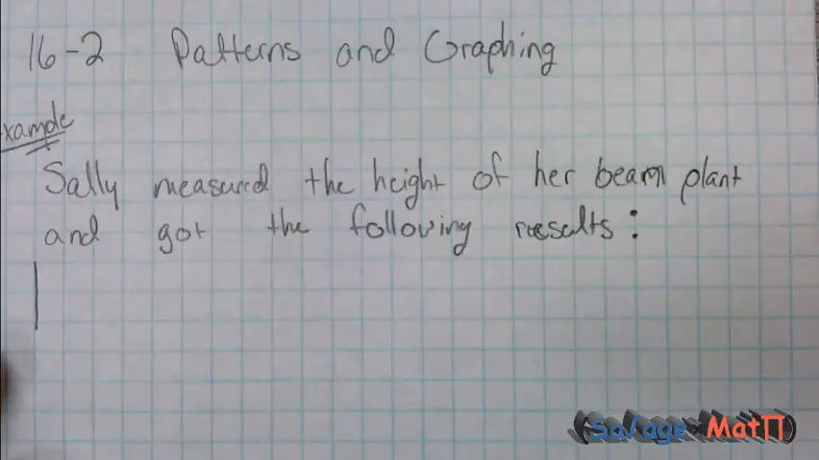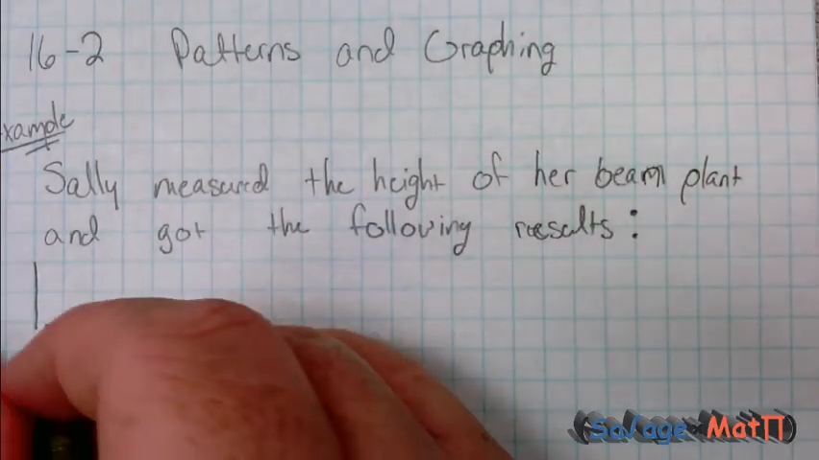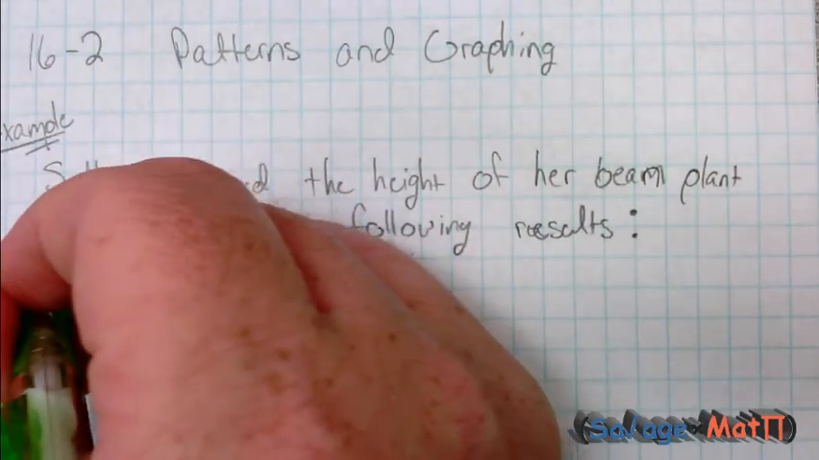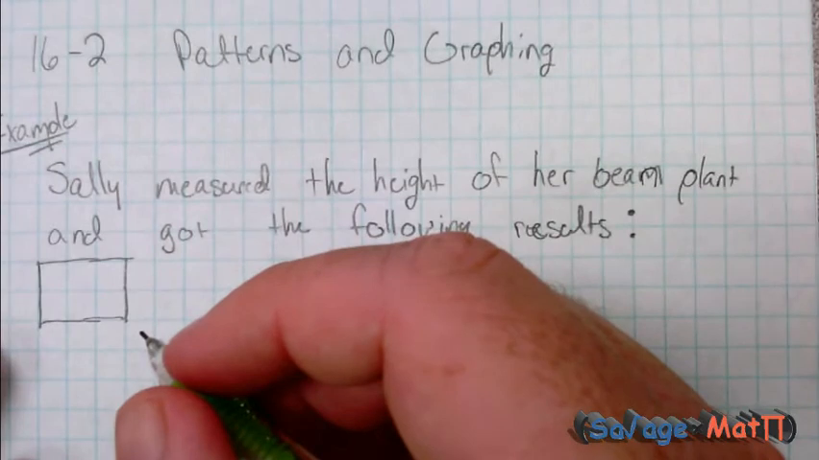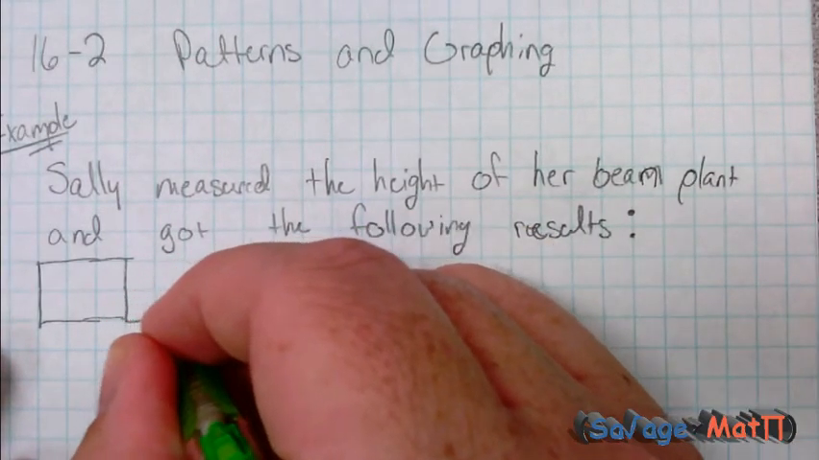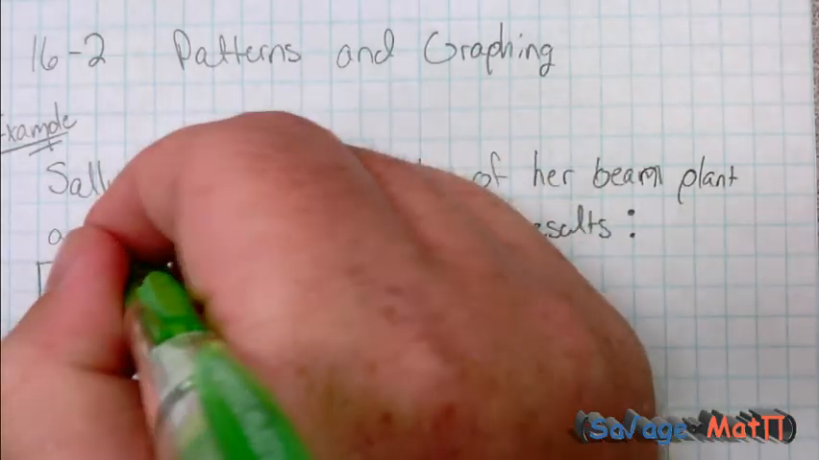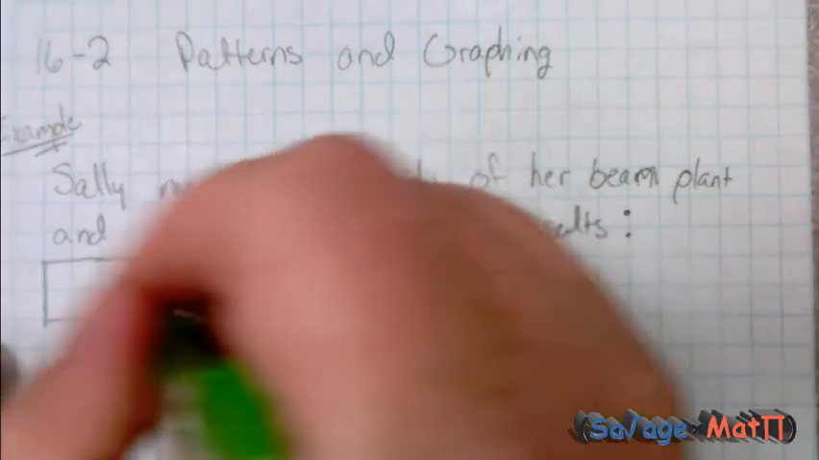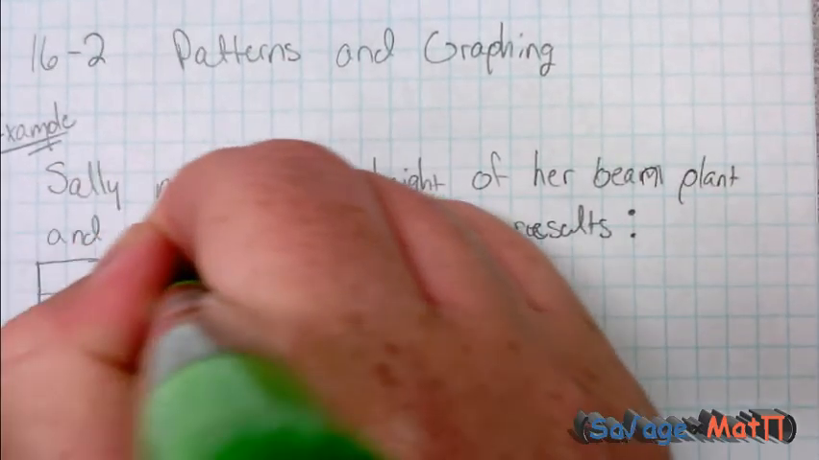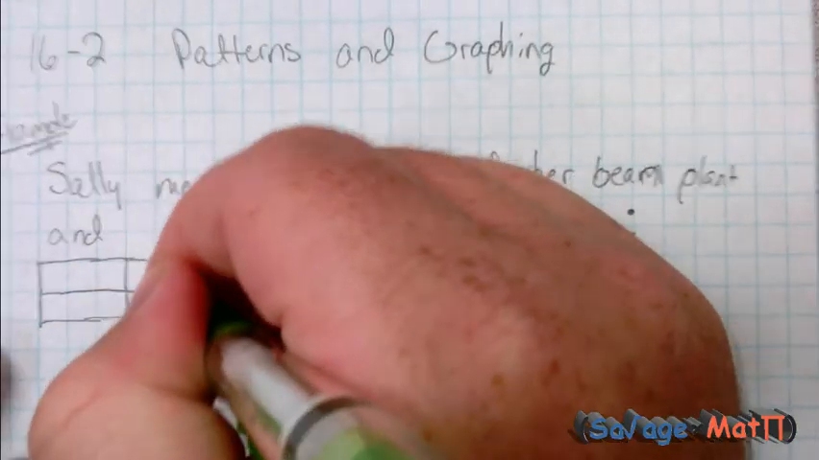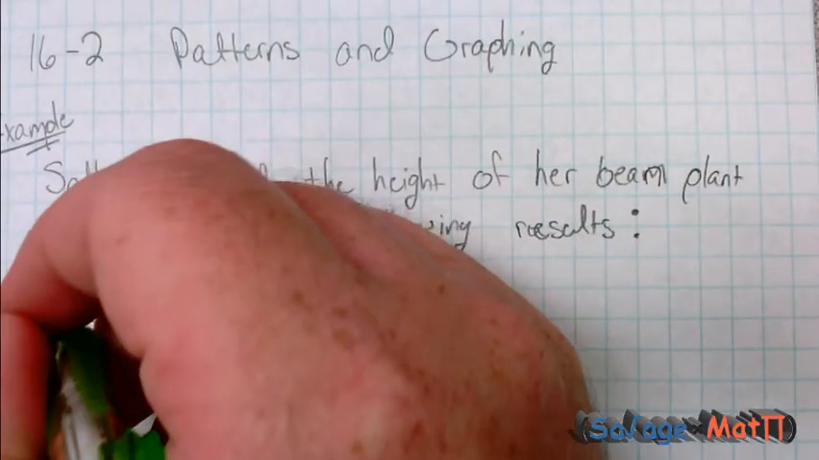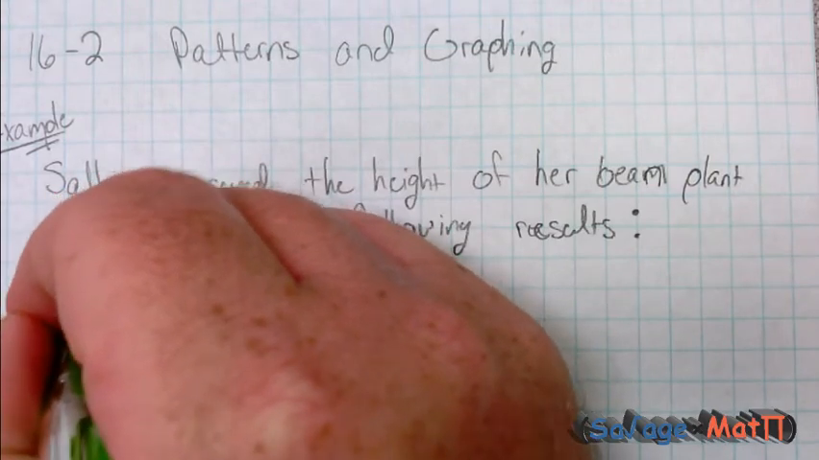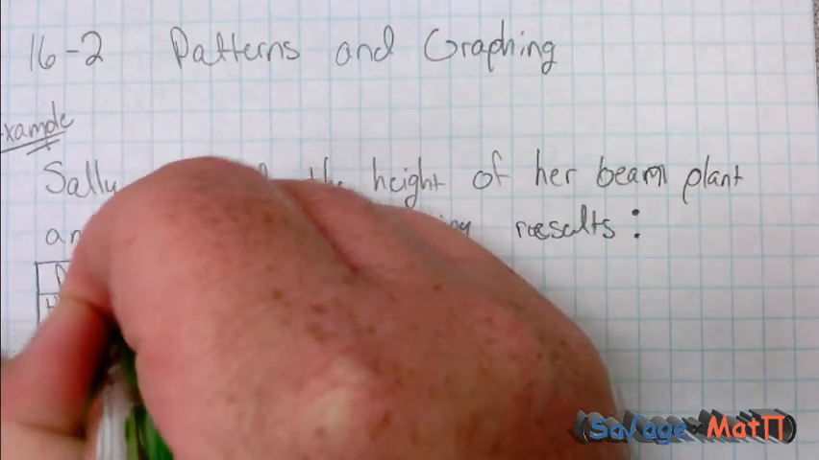To create my table, I'm going to go 2 down. I need one box that's a little bit bigger. So we're going to use 3 grids for the first box, and then we're going to create 4 1-grid boxes. Okay, and on the top we're going to have day. On the bottom we're going to have height, and then we're going to use centimeters, cm.